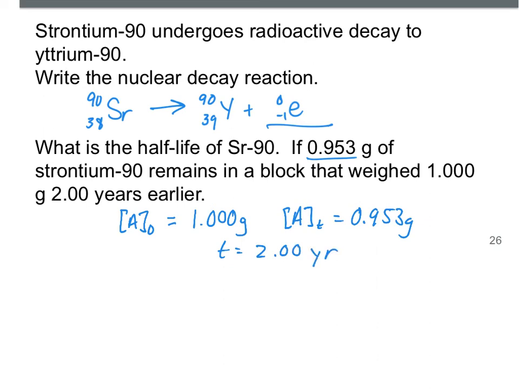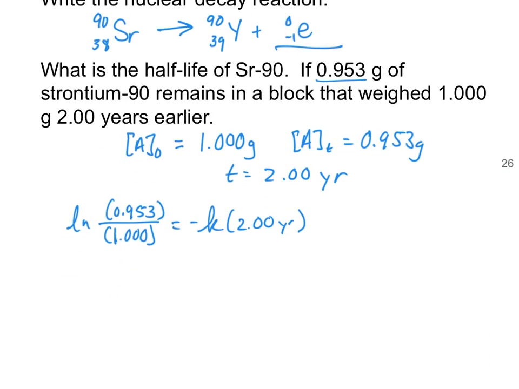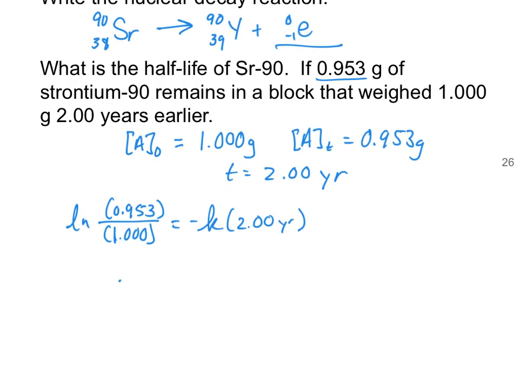So we can plug these in. We'll have natural log of 0.953 divided by 1 equals minus K times 2. Multiply, divide, natural log, all the stuff. And you'll get rate constant equal to 0.0241 years to the negative 1.